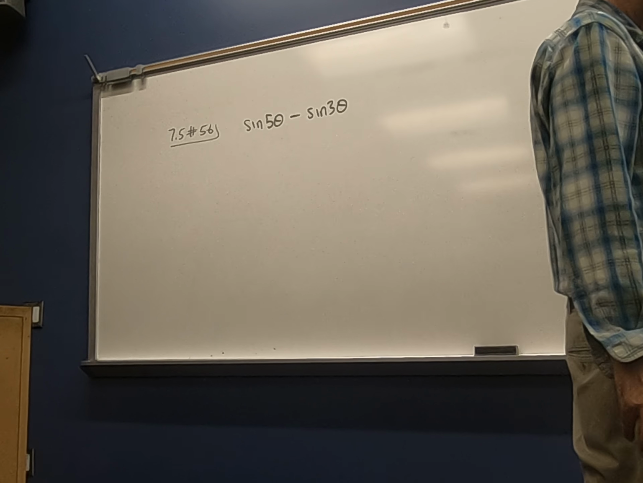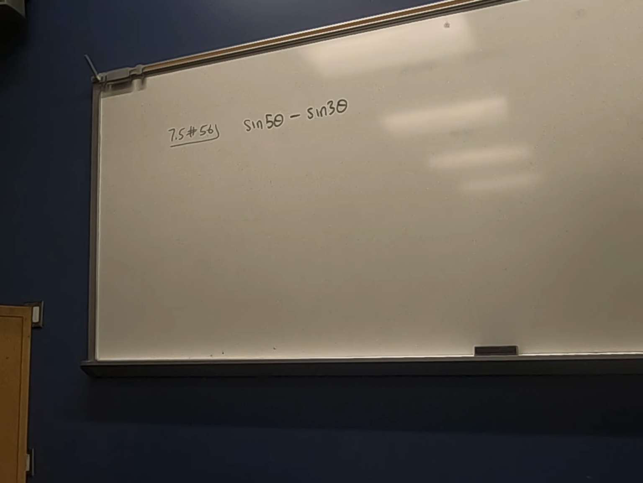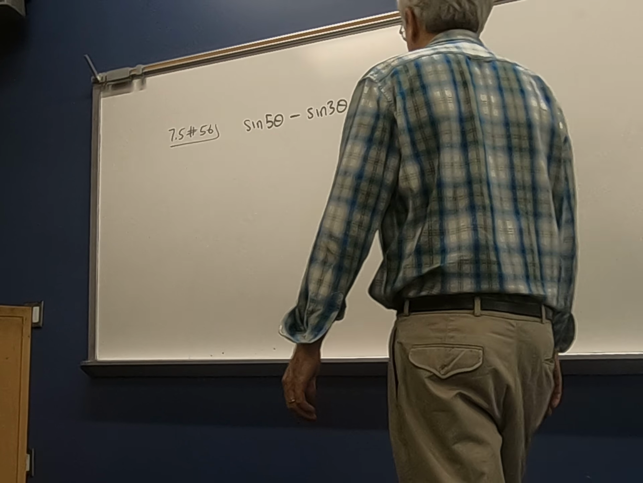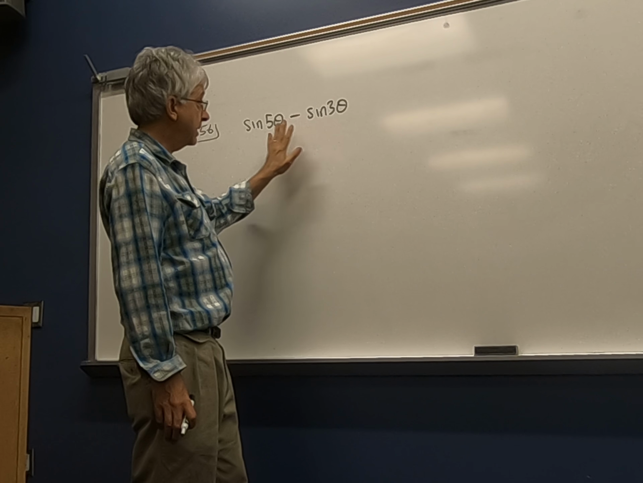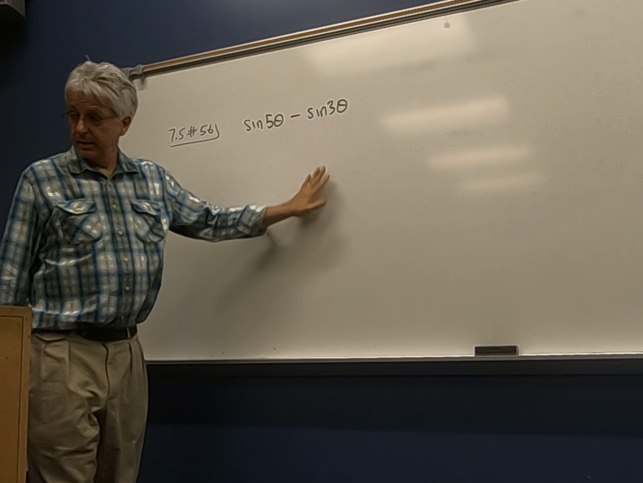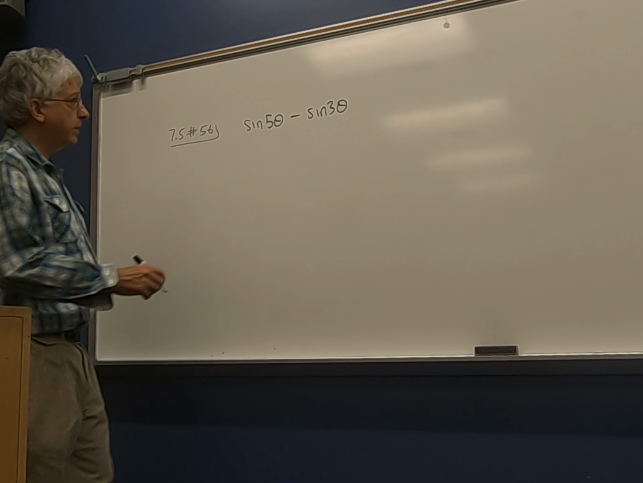Can you simplify? See, could we have used the sum to product here? No. If you're using sum to product, it's got to be sine and sine or cosine and cosine, right? And here it is sine and sine. So this looks like a sum to product situation. What do we have on the right side? Well, we have cosine 4 theta, right?